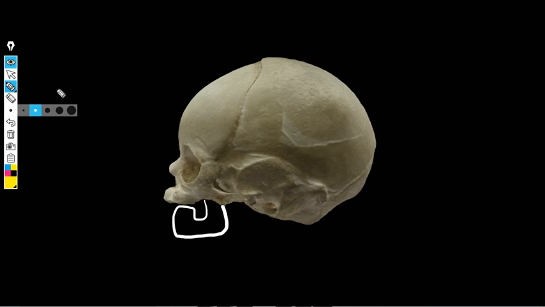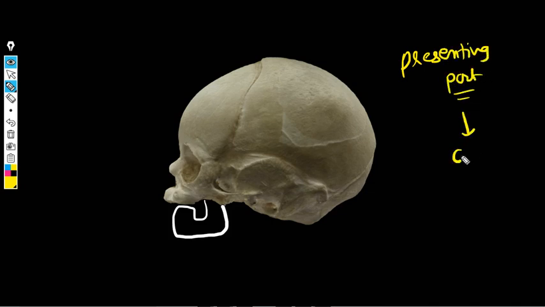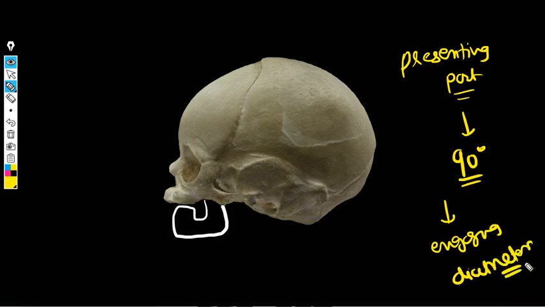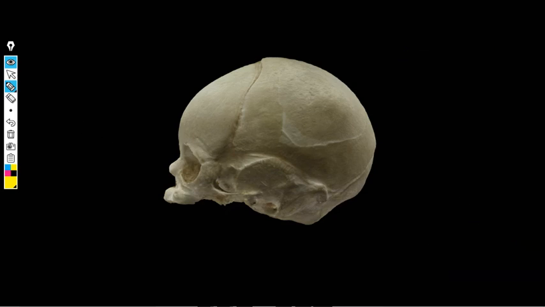The presenting part is just like 90 degrees to the engaging diameter. Okay, so just remember this thing. We will see it further. Now see, the most common engaging part is the vertex. We know this thing. This is the vertex.